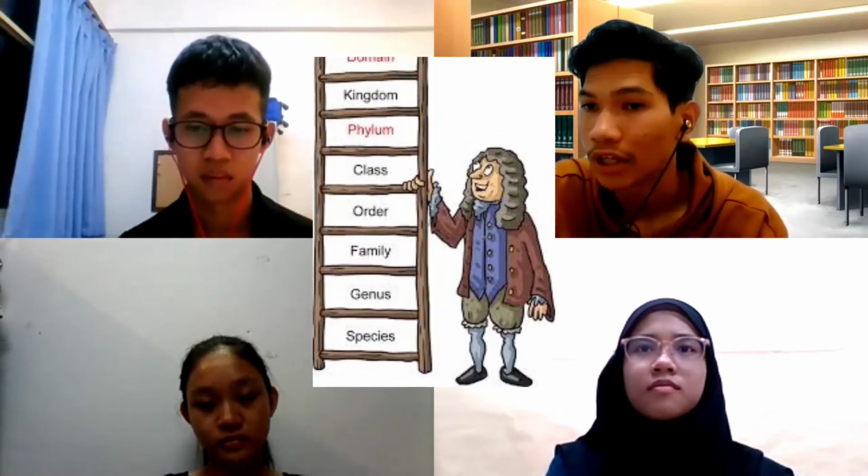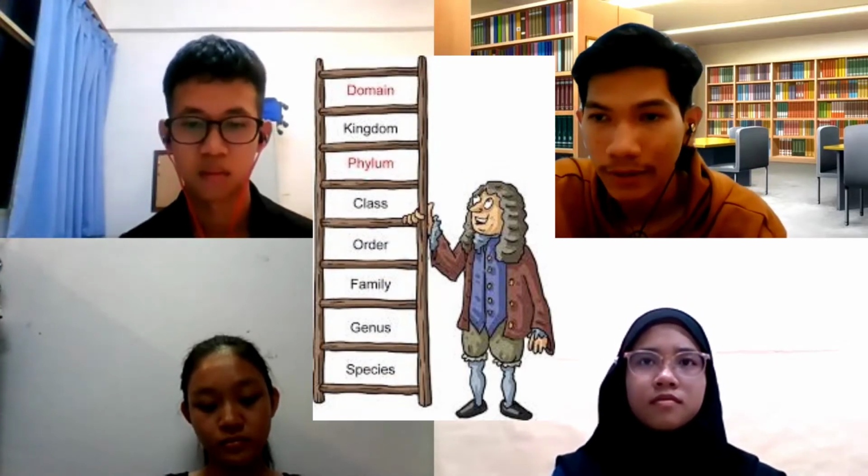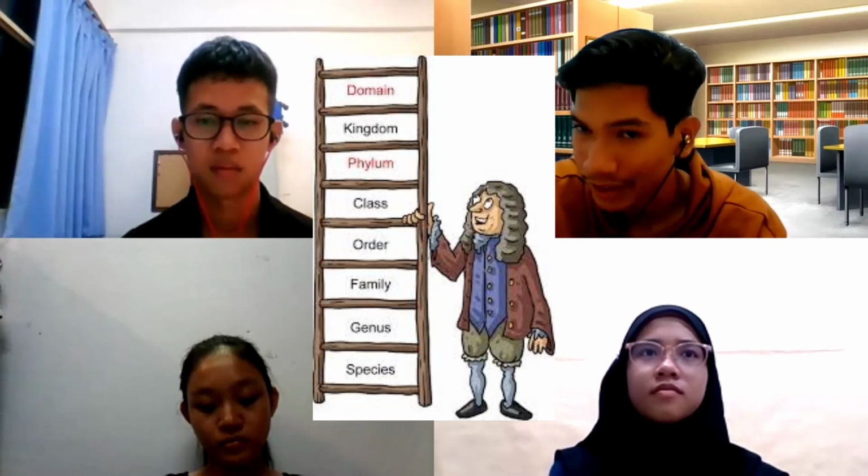Within each of these domains, there are kingdoms. For example, eukarya includes the kingdoms Animalia, Fungi, Plantae, and more. We know that kingdom is at the top, kingdoms contain phyla, followed by class, order, family, genus, and species. Each level of classification is also called a taxon or taxa.